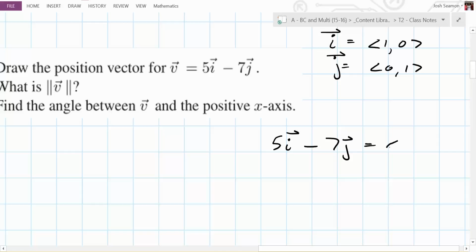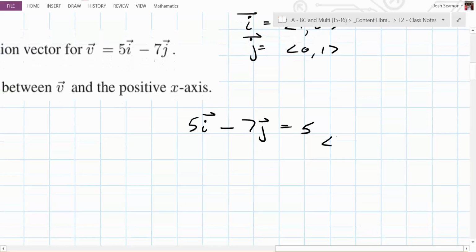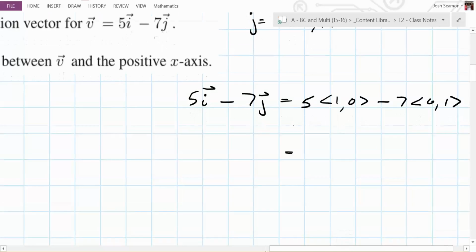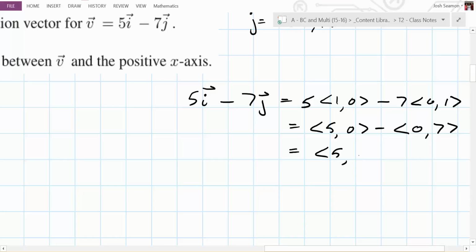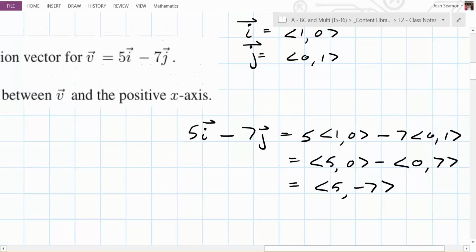So 5i minus 7j, like this. 5i minus 7j is 5 times 1 comma 0 minus 7 times 0 comma 1, right? So what's that? 5, 0 minus 0, 7. And if you did the vector addition there, you end up with 5 comma negative 7. So this right here is just a different way of writing this right here.